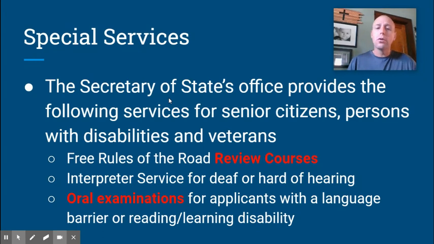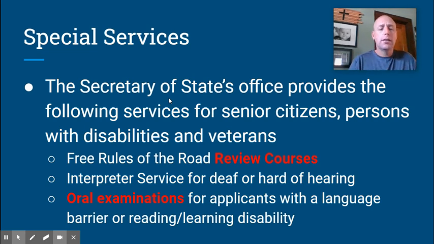And then also oral examinations. That just means that they will read the test to you. That's for applicants that have a language barrier, like maybe they speak English, but they don't read English very well. Or maybe they don't speak English or read English, and they need that test done in a different language. That's available as well. Or if you have a reading or learning disability.